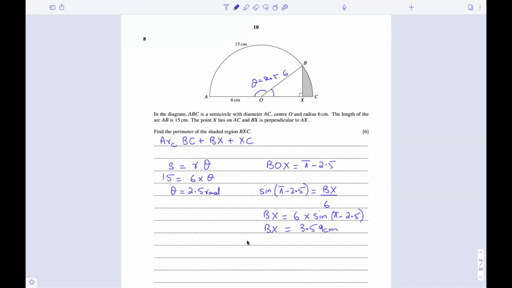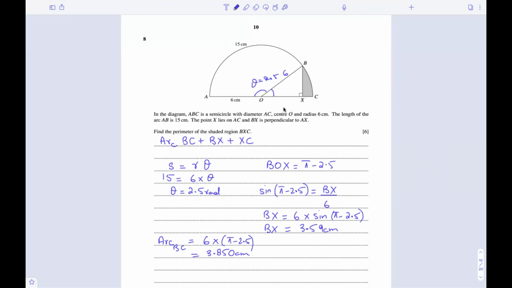The arc length of BC will be r theta. So we know that the radius is 6 and the angle is pi minus 2.5. So the arc length will be 3.850 centimeters. And finally, to find the length of XC, we can first find the length of OX.